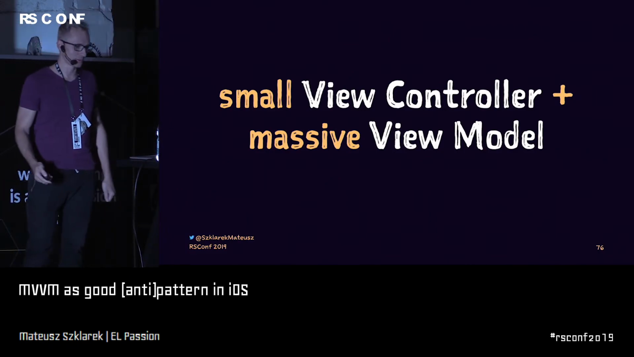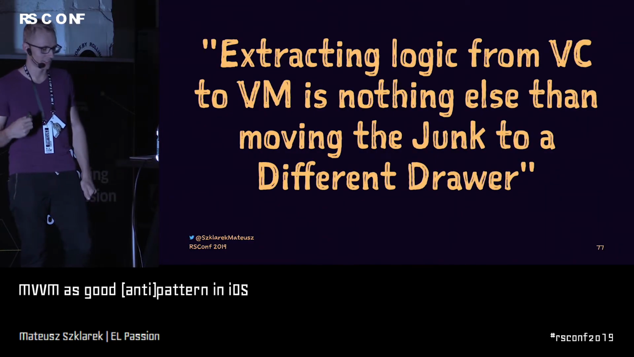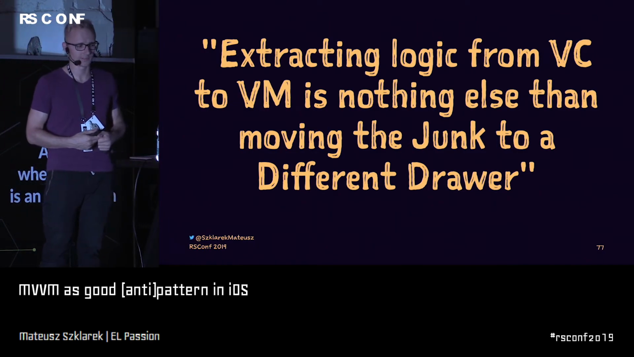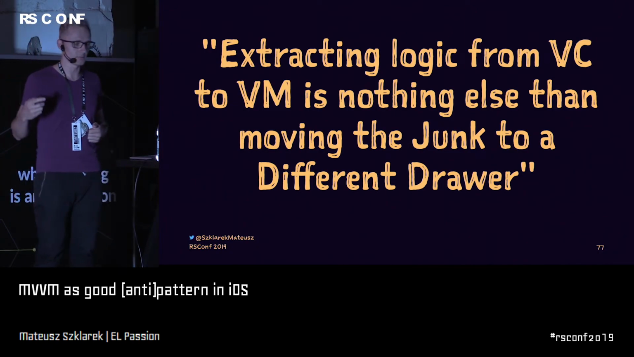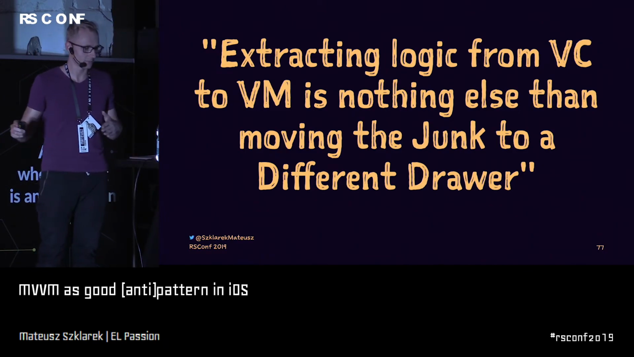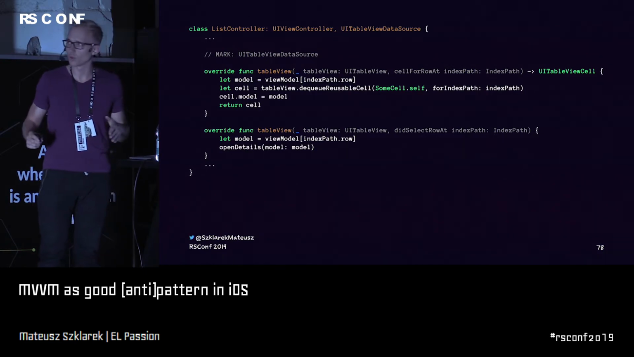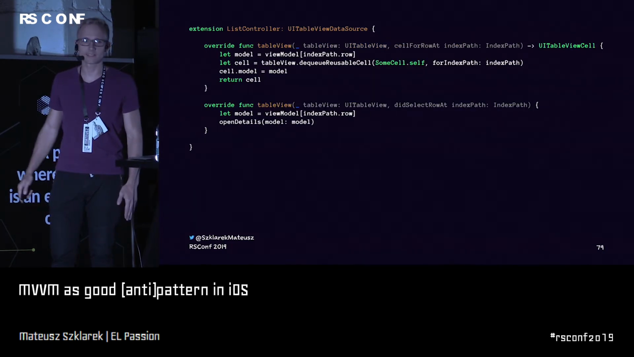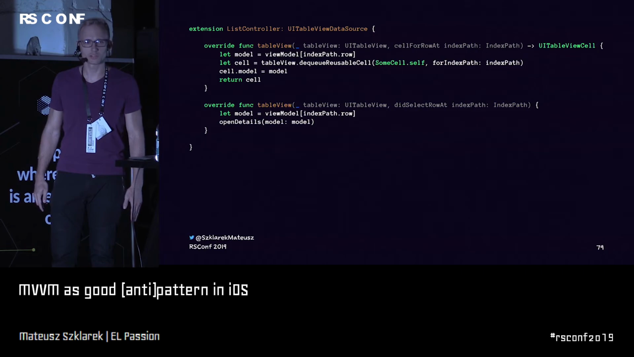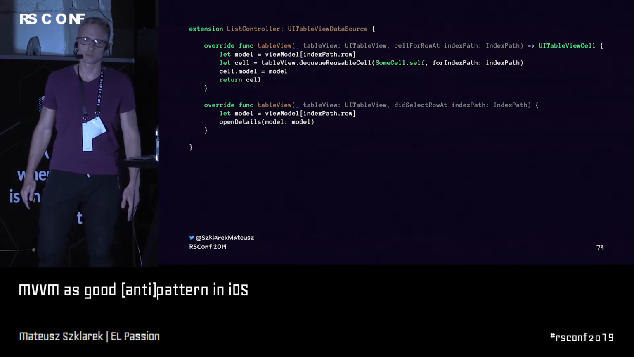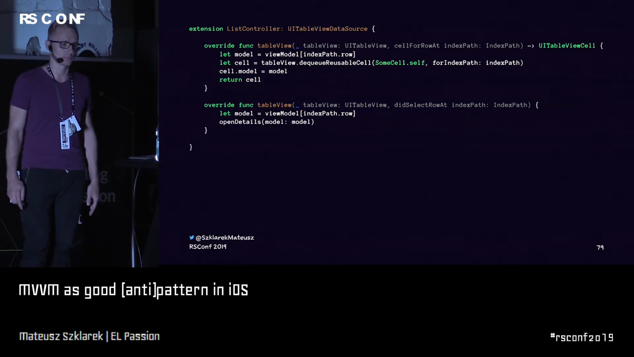I found a really good quote which sums this up. Extracting logic from our view controller is nothing else than moving the junk to a different drawer. So you clean up one place and make a mess in a different one. Or it's just like extracting code responsible for UI table view data source implementation to an extension. And okay, your view controller now is super short and has 80 lines of code, but you have 25 different extensions for this controller. So it's just hiding a problem, not a good solution.